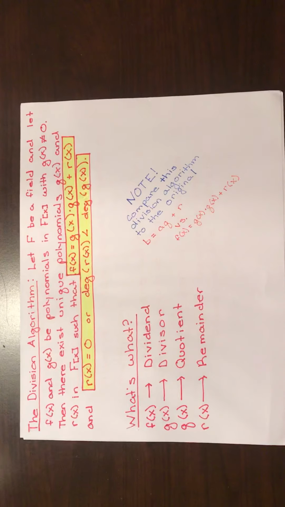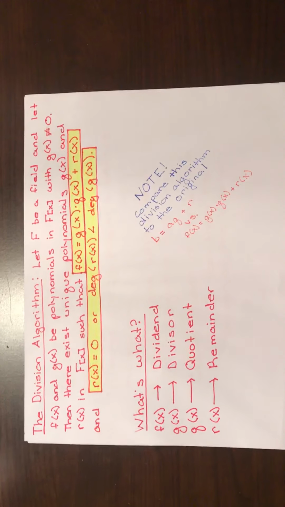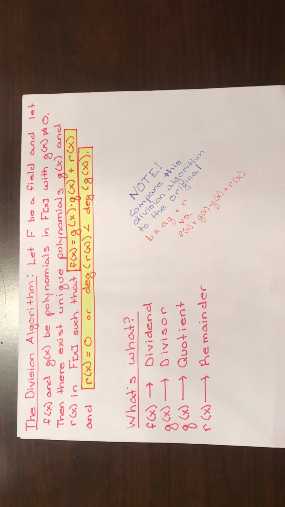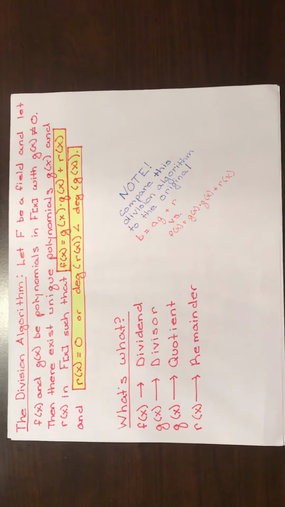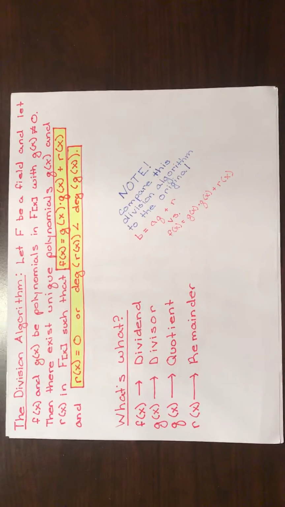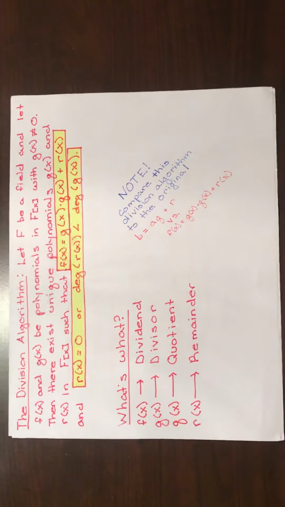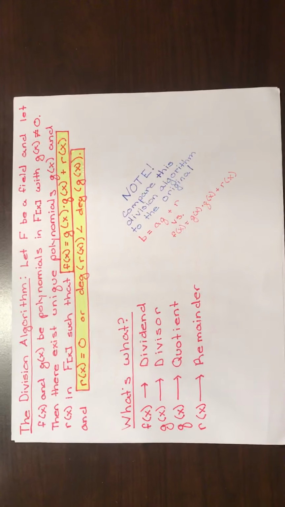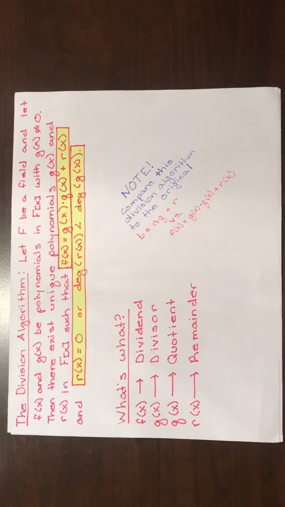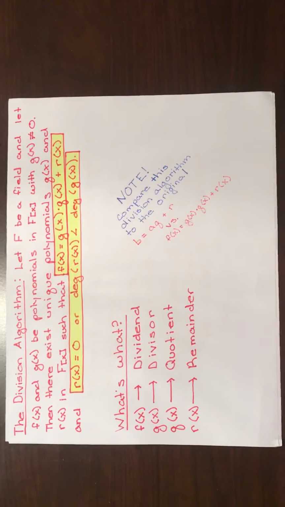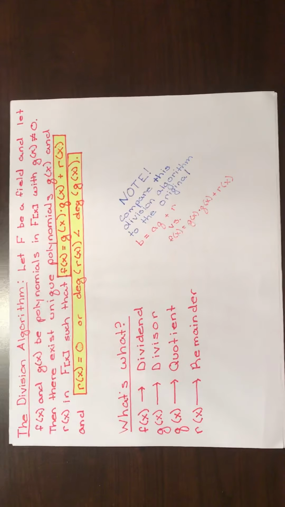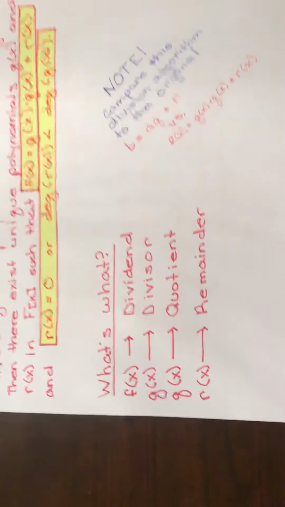The division algorithm. Let F be a field and let f(x) and g(x) be polynomials in F[x] with g(x) not equal to 0. Then there exist unique polynomials q(x) and r(x) in F[x] such that f(x) is equal to g(x) times q(x) plus r(x), and r(x) is equal to 0, or the degree of r(x) is less than the degree of g(x). So it's important to define what is what.